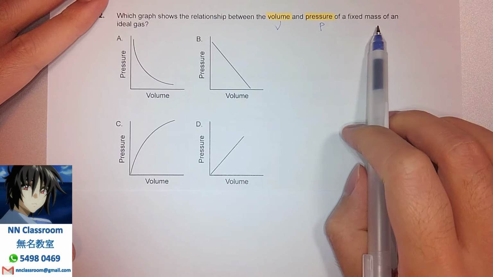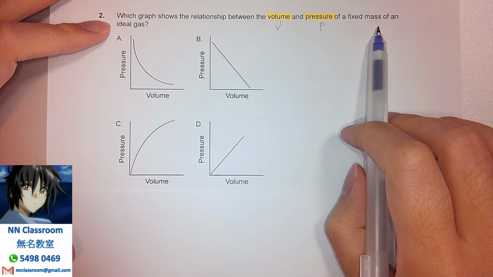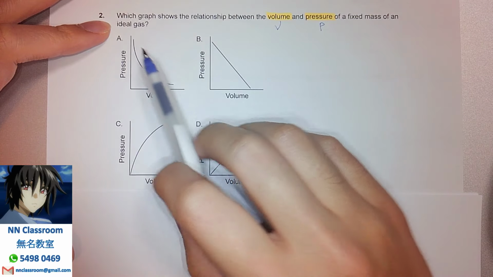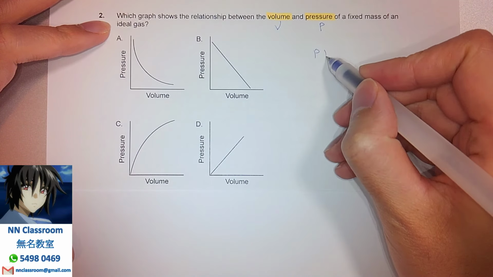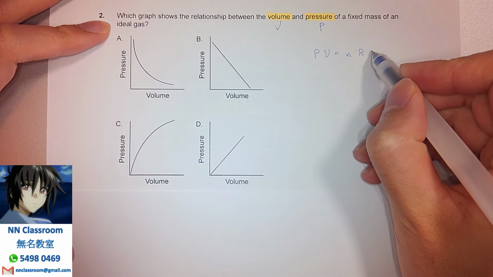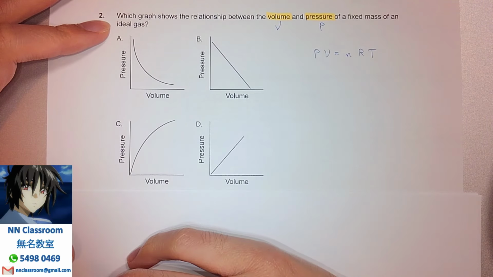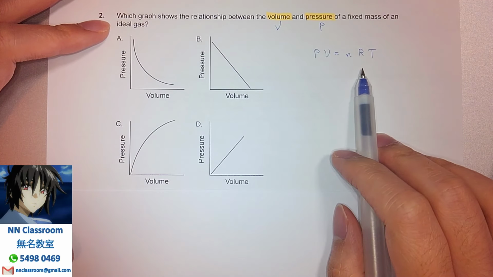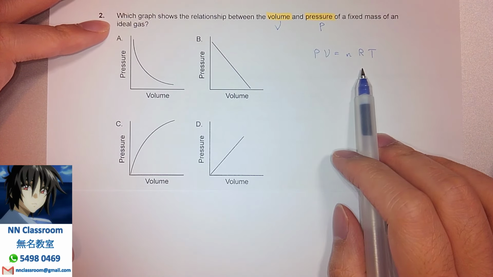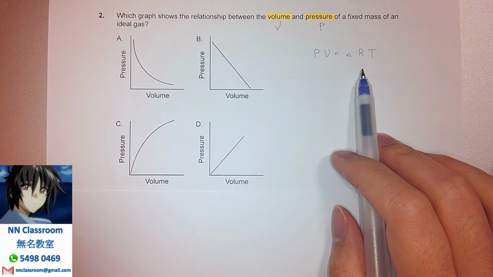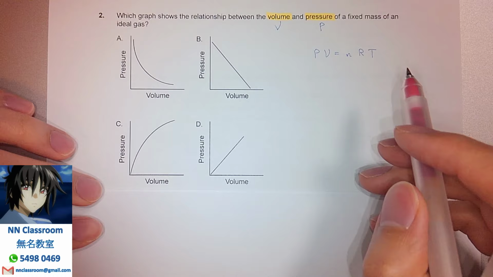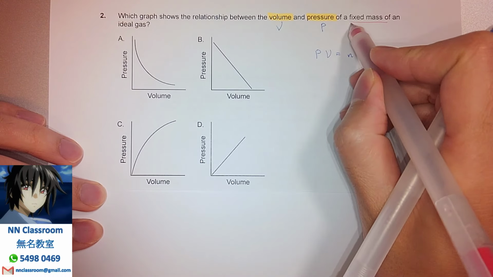For a fixed mass of an ideal gas, right? Given the gas is already ideal, the hidden meaning is that we are going to use this equation, PV equals nRT, the ideal gas equation. In terms of this equation, students should have realized that one additional condition given by this question, which I highlighted with the red pen, is fixed mass.